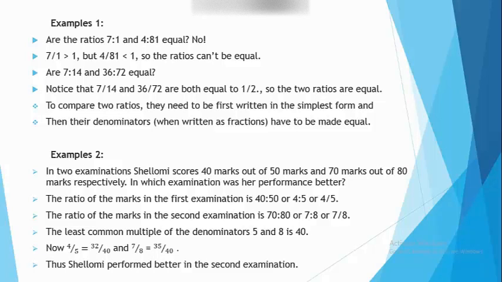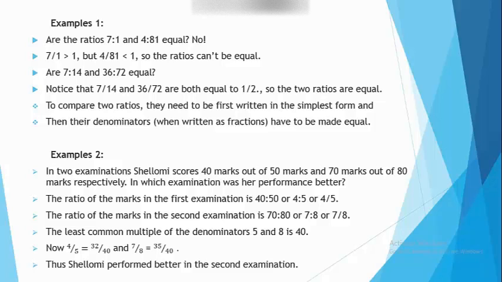Are the ratios 7 to 14 and 36 to 72 equal? If we consider these ratios, notice that 7 by 14 and 36 over 72 are both equal to 1 by 2. If you simplify 7 by 14 and 36 by 72, you'll get 1 half, which is 1 by 2. So the two ratios are equal.